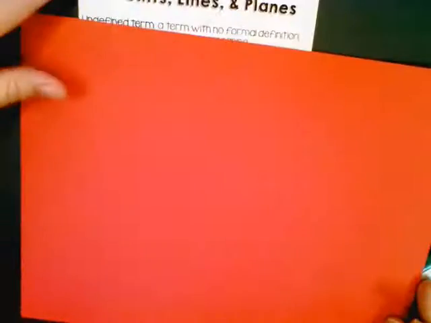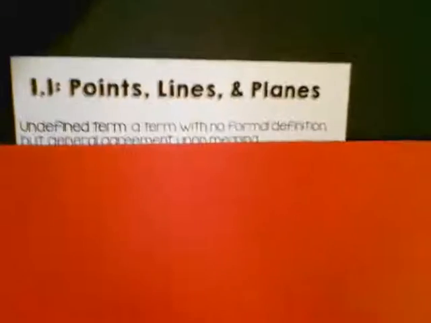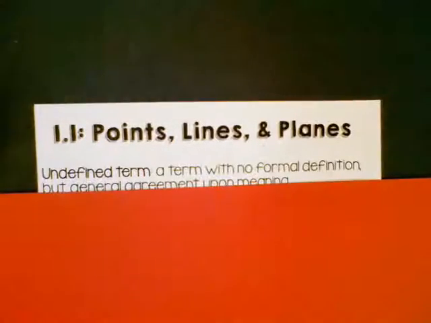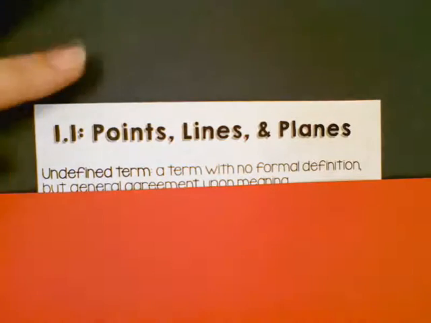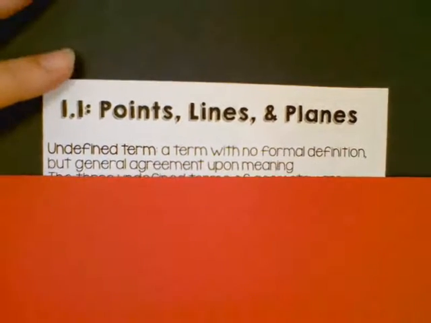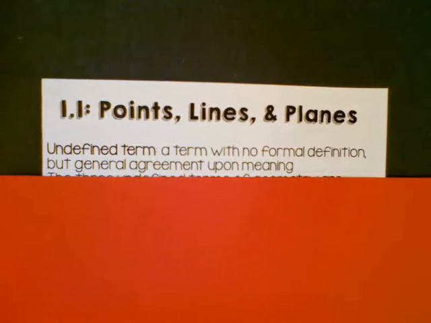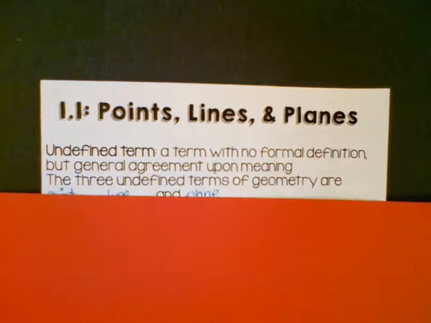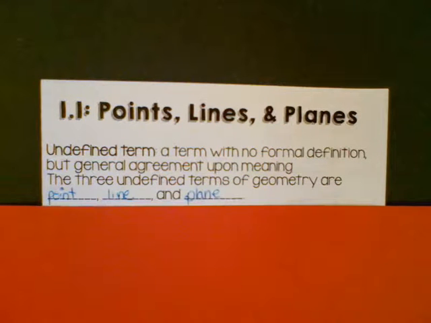Okay, so we're going to talk about these first definitions. Our first word is undefined term, which I know might sound weird because we're defining what an undefined term is. But in geometry, our undefined terms are three things that don't have a formal definition, but we can say what they are. These are kind of like our building blocks, so we're not defining per se what our building blocks are, but we're using them to do everything else. So our three undefined terms are point, line, and plane.